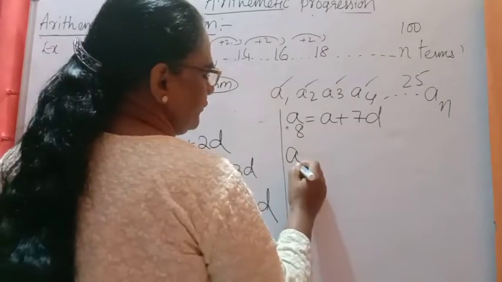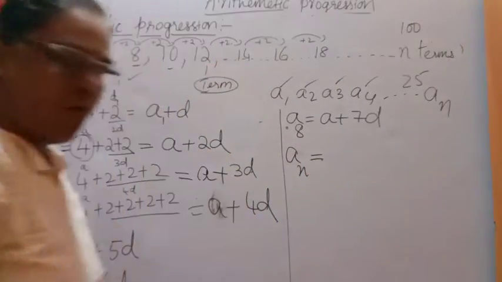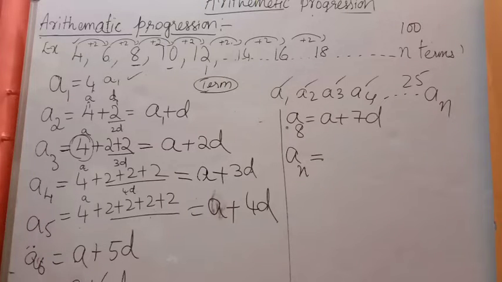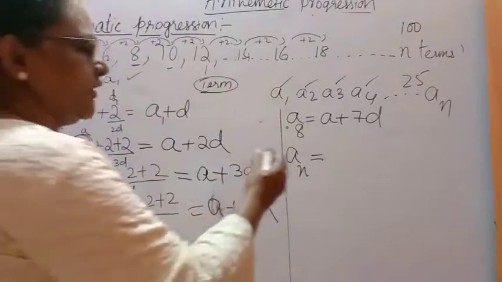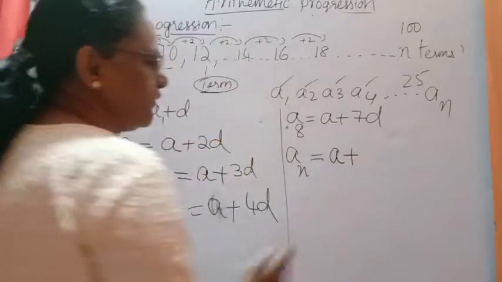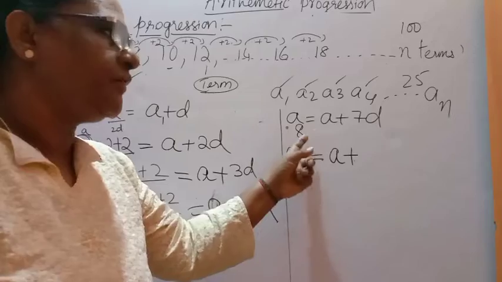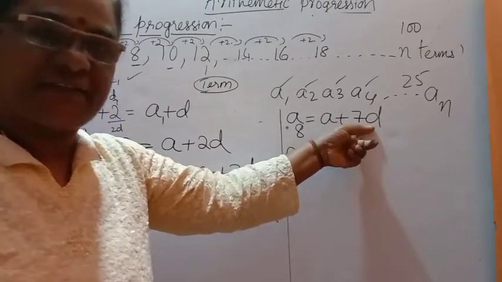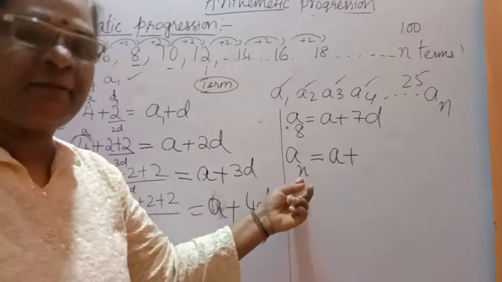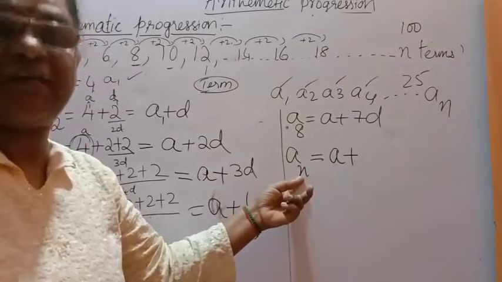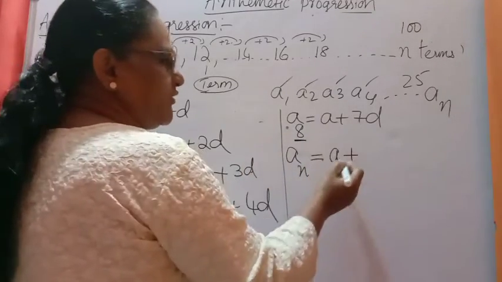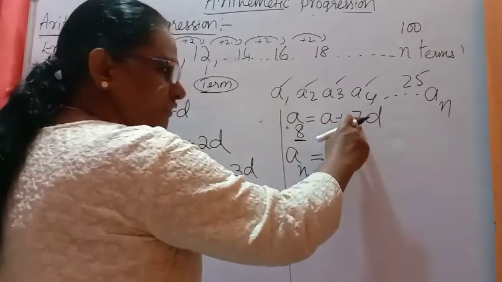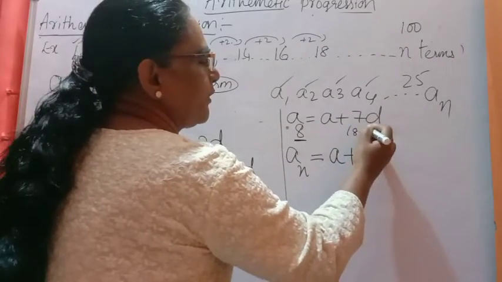Similarly, suppose this is equal to An, then how to write this? Simply you cannot write A plus n into D. No, because the number of differences should be 1 less than the term number. Here, A, the first term, is as it is. Whatever number they have given, D will be multiplied by 1 less than that number. For example, how do you get the 8th term? First term as it is plus 8 minus 1, which gives you 7.